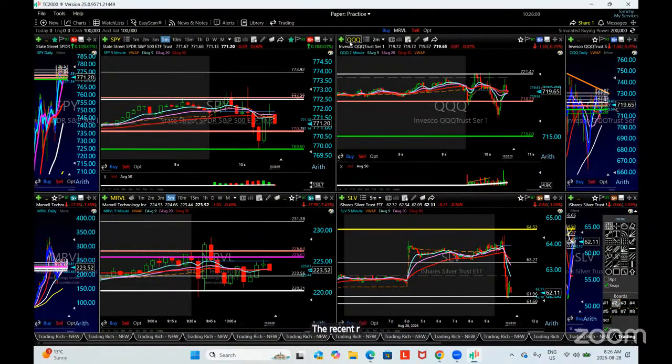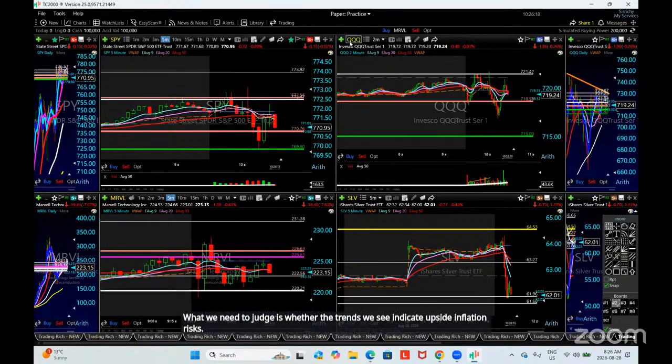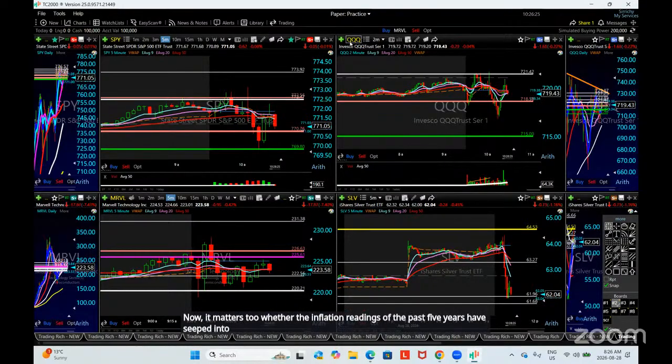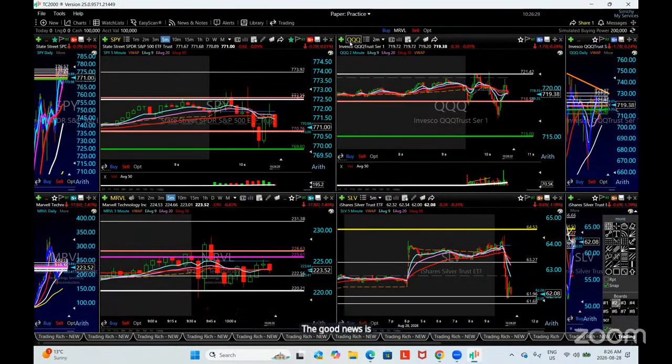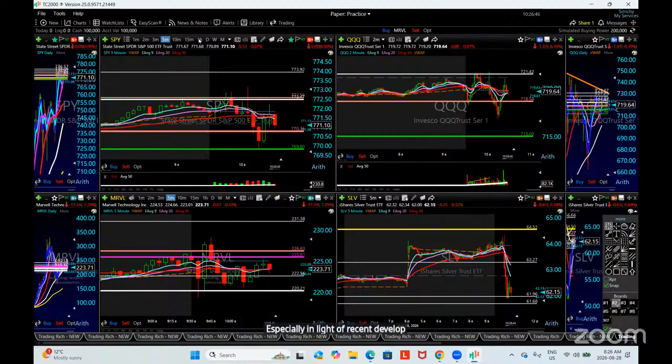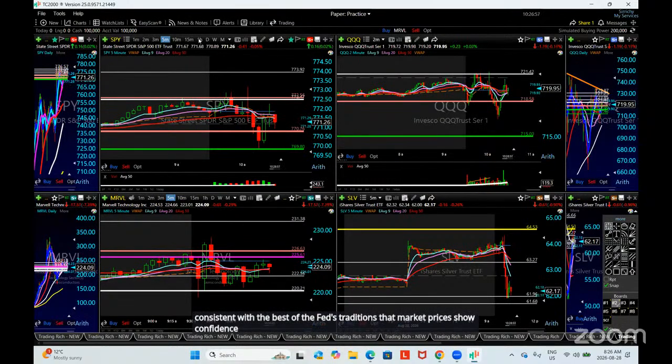The recent rise in overall commodity prices also bears watching. What we need to judge is whether the trends we see indicate upside inflation risks. Now, it matters too whether the inflation readings of the past 5 years have seeped into expectations. The good news is that measures of inflation expectations in the medium term, by and large, look stable. And inflation compensation measures from the swaps market send a strong and similar message. Especially in light of recent developments, it's a credit to the Fed as an institution, consistent with the best of the Fed's traditions, that market prices show confidence that we will deliver price stability.